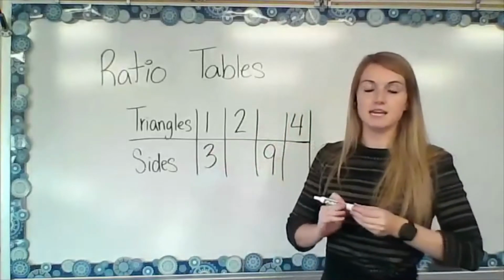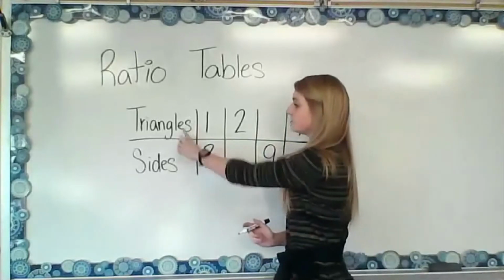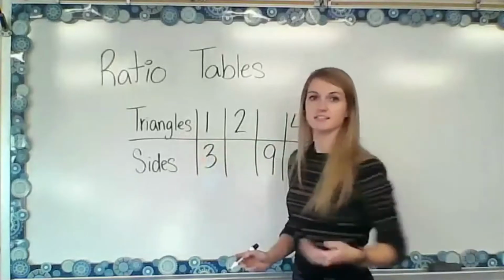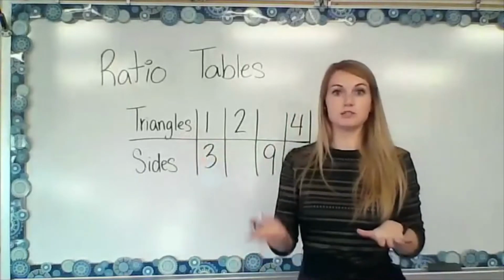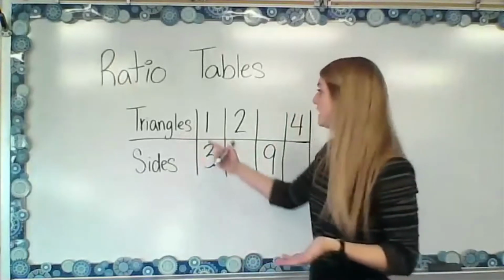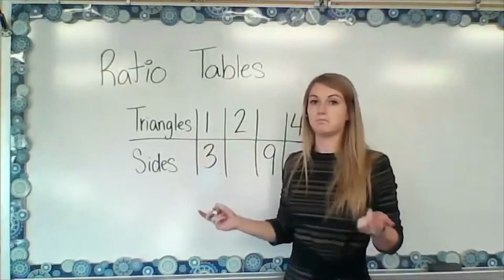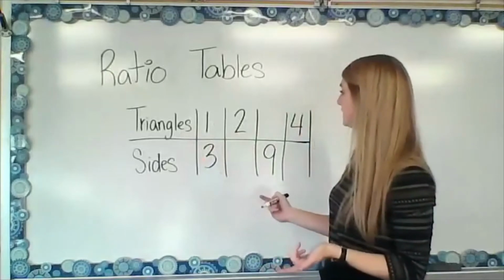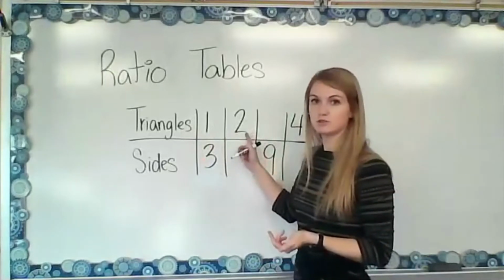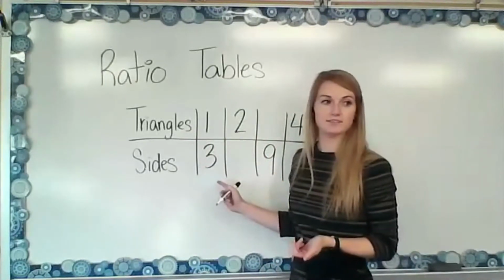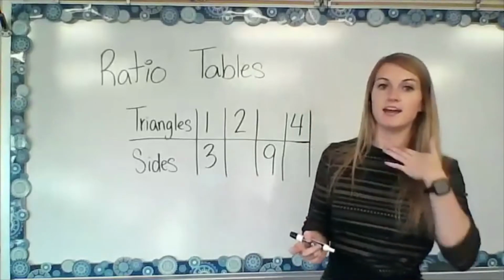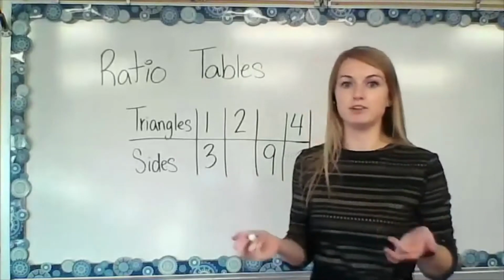In my table, we're comparing triangles to sides, the sides of a triangle. Remember, ratios compare two things. So if I have one triangle, that means I have three sides. Now, if I have two triangles, how many sides am I going to have? You might know that off the top of your head. You could draw some pictures, whatever you want.